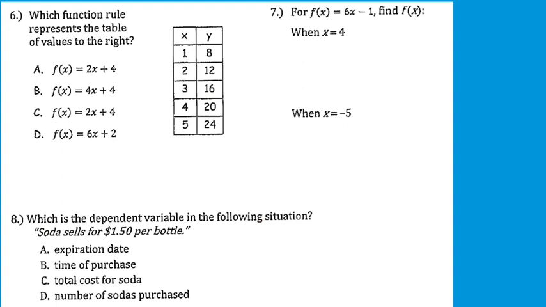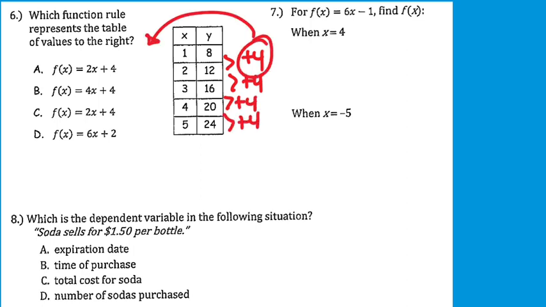On number 6, we have some options for this function, and we look to the table on the right. We see that it's added consecutively by 4. Therefore, we know that the x value is multiplied by 4. So we're looking for one of these functions that's multiplied by 4. We can see letter B is the only one multiplied by 4, but let's check it and make sure that's correct.